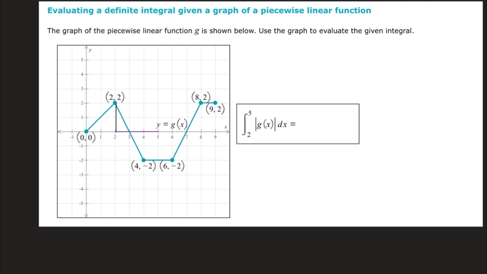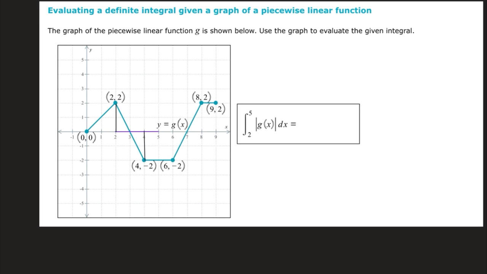Next, I will drop another perpendicular, but this time I'll go from the point 4, negative 2 up to the x-axis. And then since our interval ends at 5, I'll drop another perpendicular at x equal to 5. I'll shade in the 3 regions and then show you how you could also use the trapezoid formula and only have 2 regions.